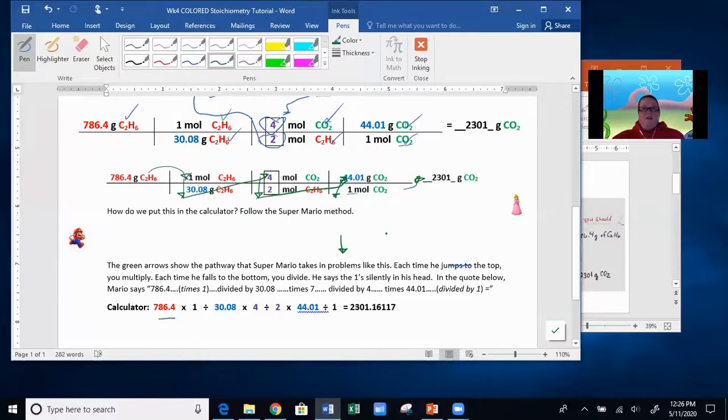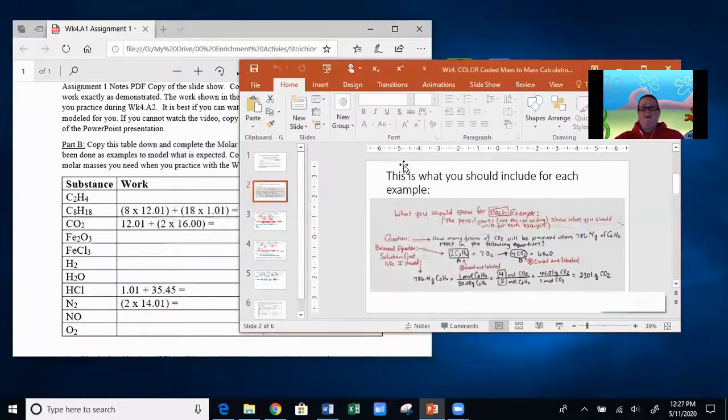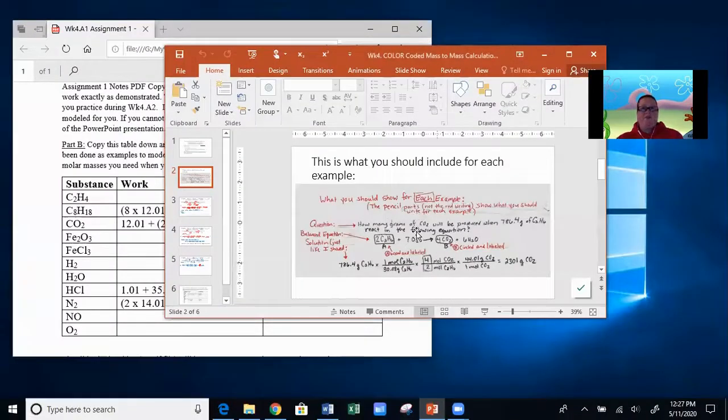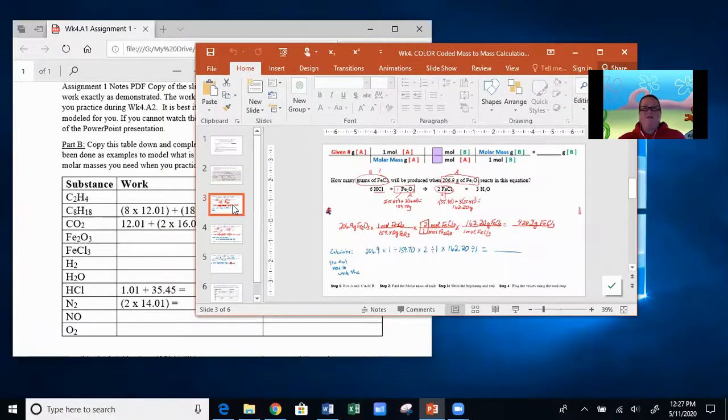The next part of this video is going to show you examples, and for each example I show you, I am going to want to show you all of these things, and this will be made available to you in the assignment that I give you. So you have to write down the question, you have to write down the balanced equation, you have to show A and B, and you have to show the calculation. So everything you see here in the black writing is what's going to need to take place. So the next segment of this will be beginning to go through these examples.